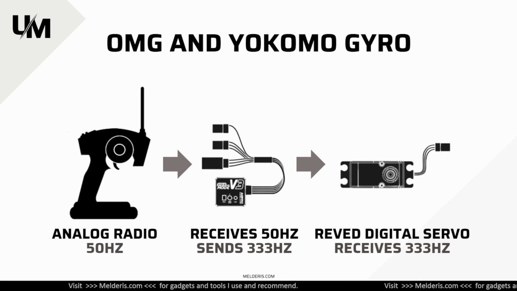Okay, so keep that in mind. Like I said, 333 Hz is just a standard. There can always be a situation where your servo is actually working up to 300 Hz only. I'm not saying that it is, but it could be.